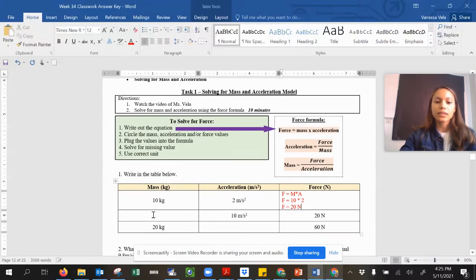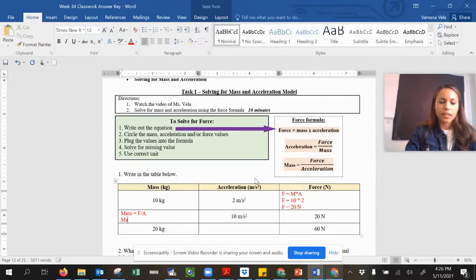Now, this is where we get something tricky. We know the acceleration and we know the force, but we do not know the mass. Whenever we don't know something, we are searching for it. So it's mass equals, we have to figure out what it is. Since we're searching for mass, we use the mass formula. So mass equals force divided by acceleration, force over A. Then let's plug the values into the formula. So mass equals force, which is 20, divided by 10.